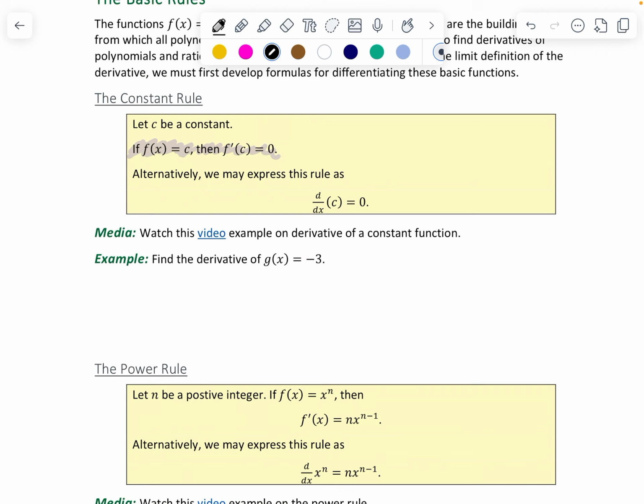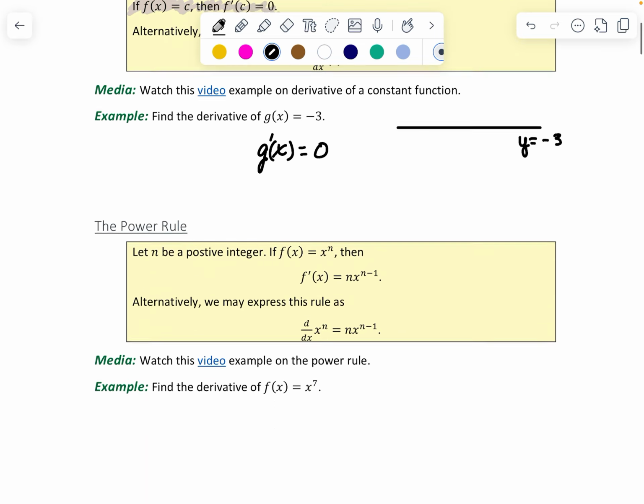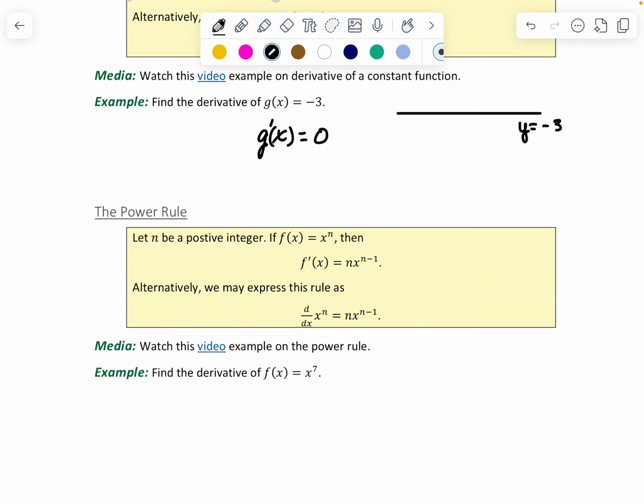Okay, so if I say to find the derivative of g of x is equal to 3, then we would say g prime of x is then equal to 0. And we could say the derivative with respect to x is 0, but that's good enough like that. So the slope is 0. And this, like I said, it makes sense. We're talking about a horizontal line, y is equal to 3. Of course the slope is 0. It's horizontal.